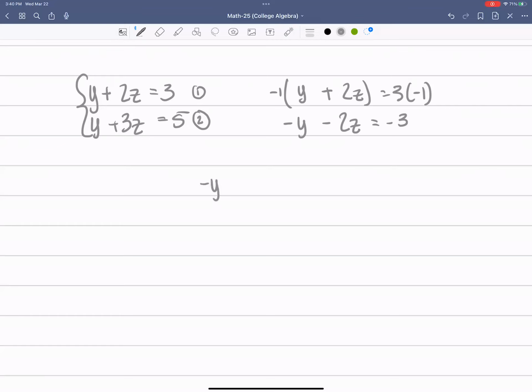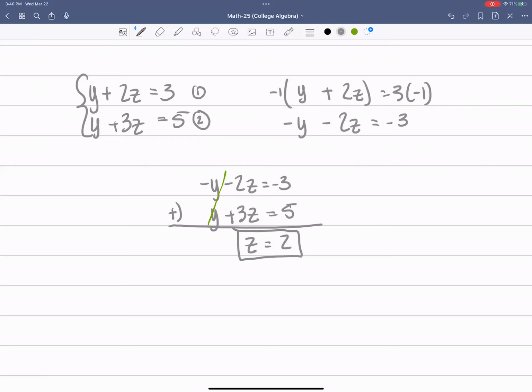So negative y minus 2z equals negative 3. And we're adding that to our equation 2, y plus 3z is equal to 5. Add those two equations together. Our y's are eliminated, and we end up with z is equal to 2. There we go. So we have z.